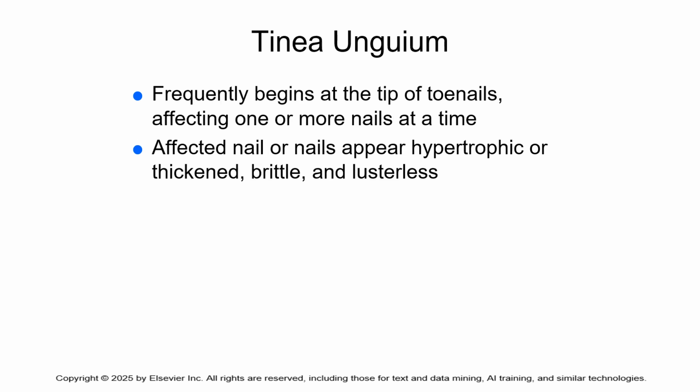Tinea unguium most commonly affects the toenails. Usually it starts with one and may continue to additional nails. The nails will look hypertrophic or really thickened. When you look at the nail from the end, the thickness can be up to a quarter of an inch even. It'll be really brittle. Where nails tend to have that almost glossy appearance, it will tend to look almost like a deadened look.